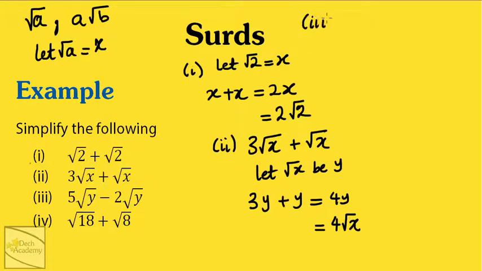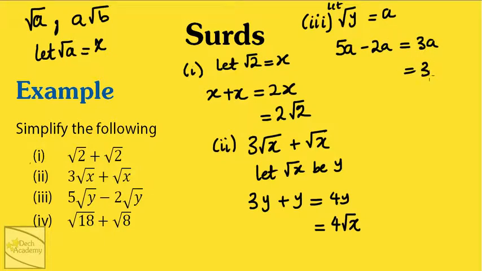For part 3, we have 5 root y minus 2 root y. So I'm just going to replace the square root of y with, I'm going to say let the square root of y be anything. I'm going to say let it be a. So the given expression can be written as 5a minus 2a, which is equal to 3a, where a is the square root of y. So it's 3 times a, which is 3 times the square root of y, and that's the result.